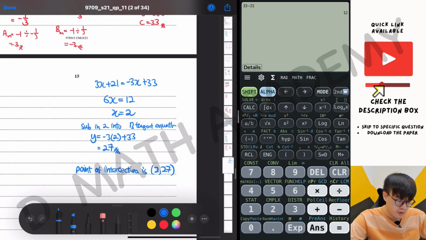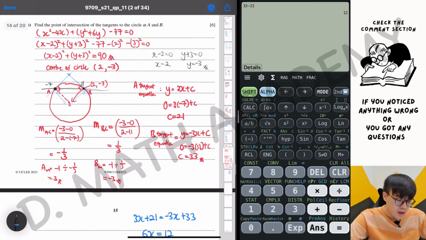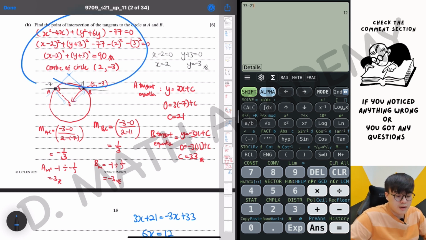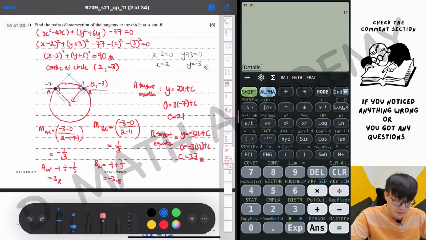So let's do a quick recap here. First of all, I identified the center of the circle. Okay, that's actually over here. Okay, because with this center of the circle, I can trace the gradient from it. Okay, I illustrate this out next to help you to identify what we are currently dealing with. So I then move on to identify the gradient of AC and BC.